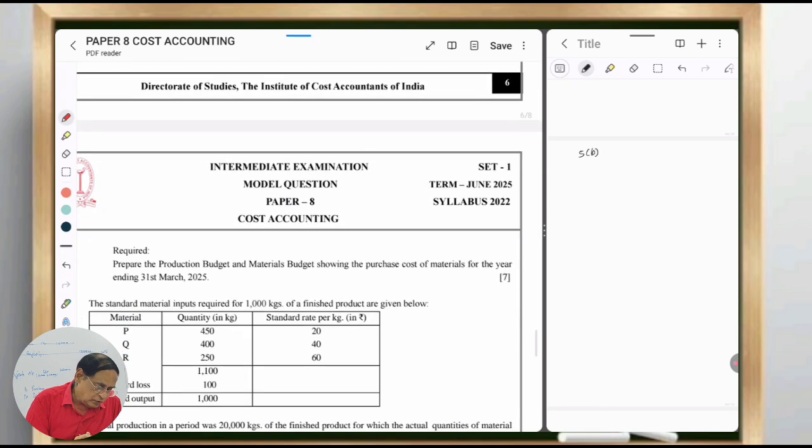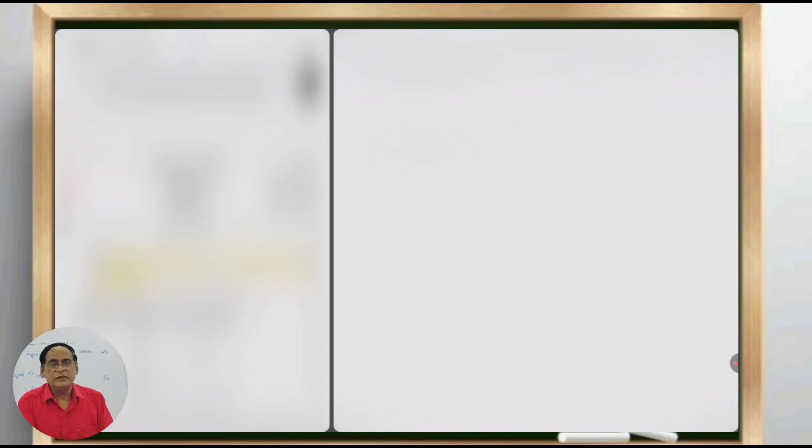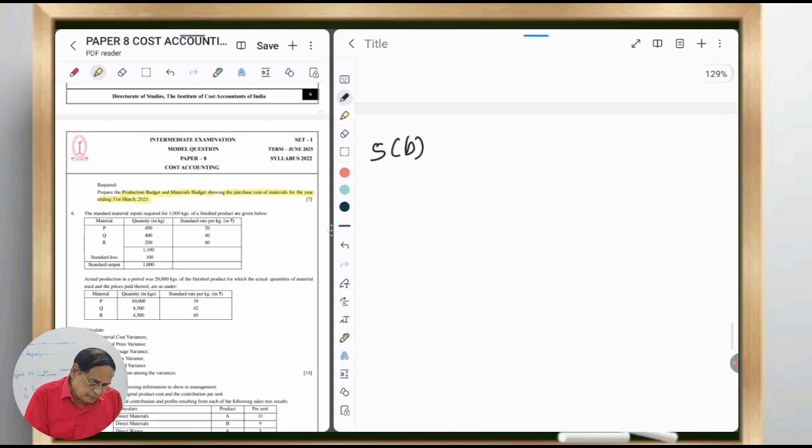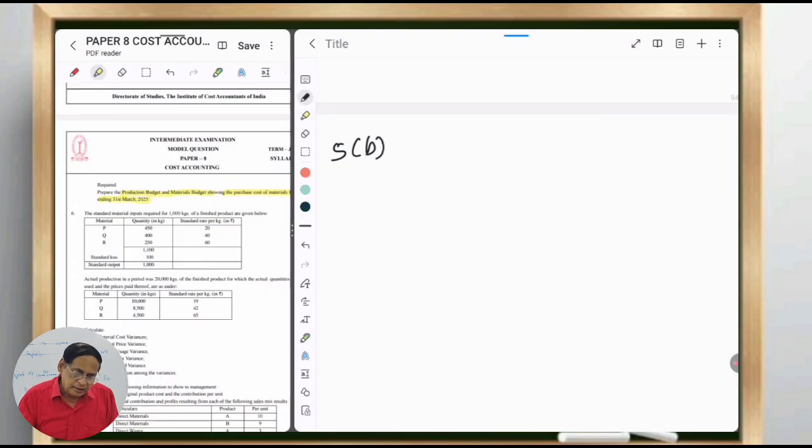Now what we have to find out? We have to find out the production budget and the material budget showing the purchase cost of the materials for the year ending 31st March 2025. So let's prepare first the production budget and then the purchase budget. In the production budget, we will find out how many units are going to be produced. Out of that, we will see what raw materials A, B, C are required in what proportions, what is the purchase rate, and how much we have to purchase. So question number 5b, we will prepare the production budget.